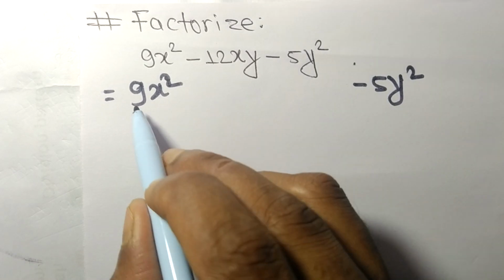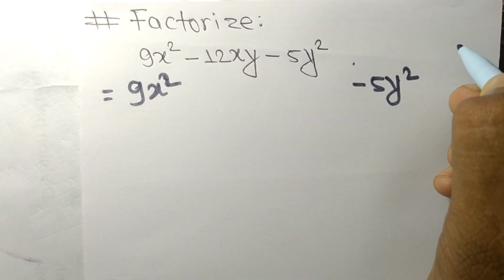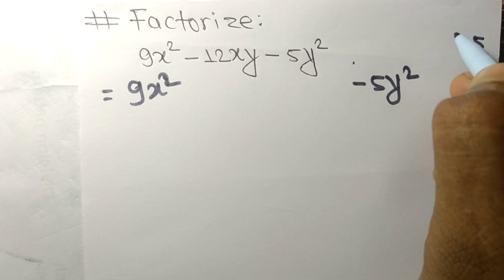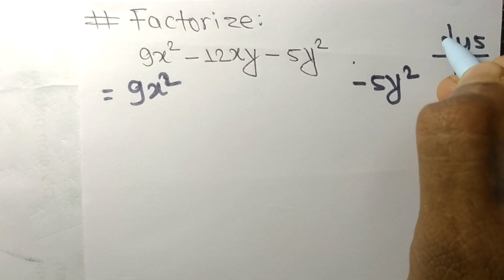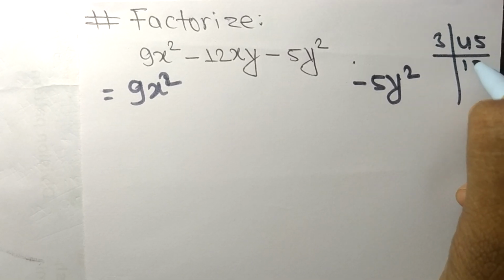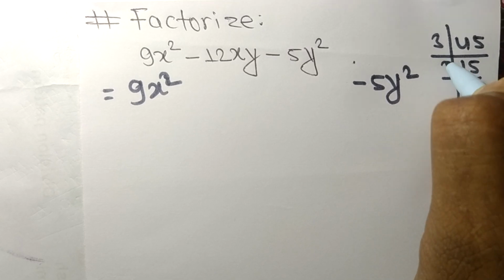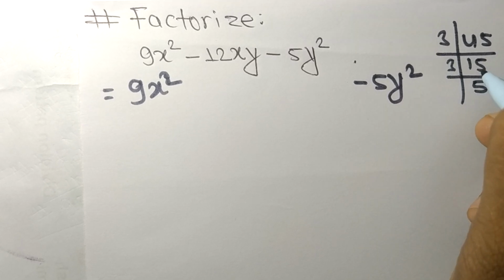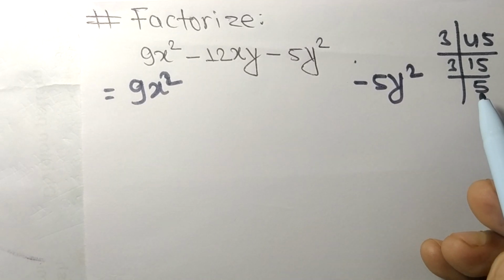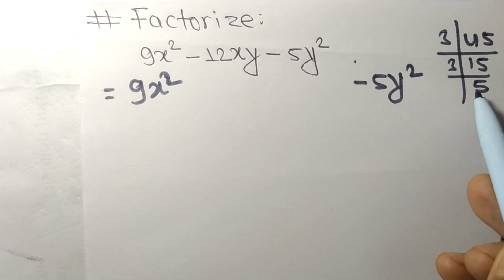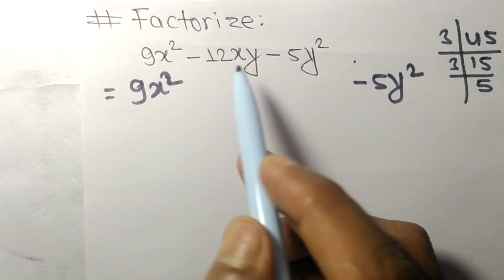So for that, 9 times 5 means 45. We factorize 45. So it is 3 times 15, which means 45, and 3 times 5 means 15. So now, multiplying these numbers, we need here 12.